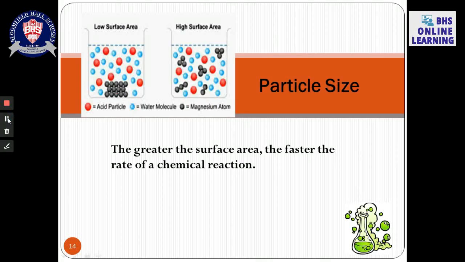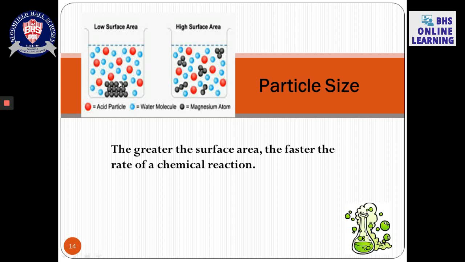The next factor is the particle size. Smaller particles like powders have much greater surface area than larger lumps. With a greater surface area, the other reactant can attack it more easily and thereby increase the speed of reaction. The greater the surface area, the faster the rate of chemical reaction. Smaller particles have larger surface area.